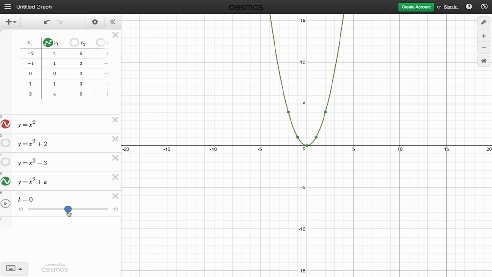Then what happens when k is negative? When k is negative, we notice that the graph ends up moving down. When k was -3, we had seen previously that our points had moved 3 units down. As I make it more negative, it keeps moving down. So we notice that k shifts the graph up or down.